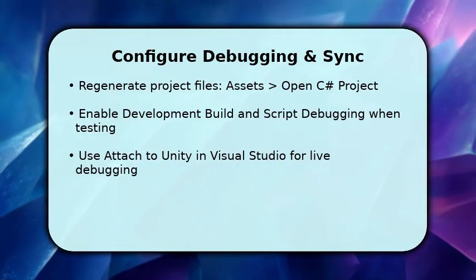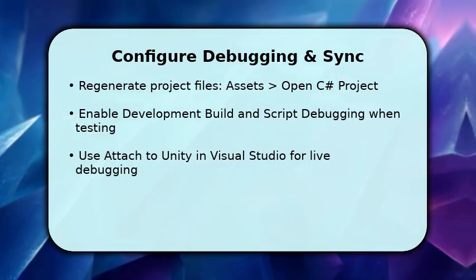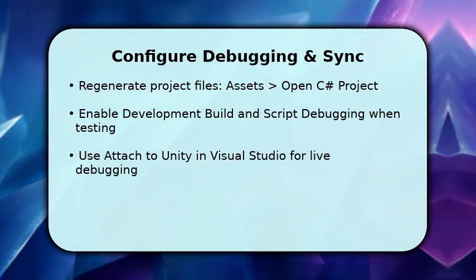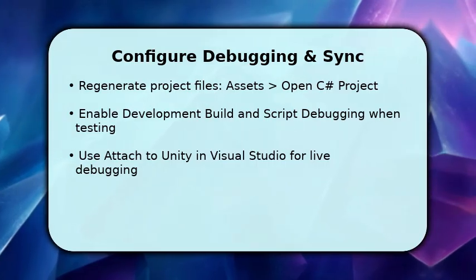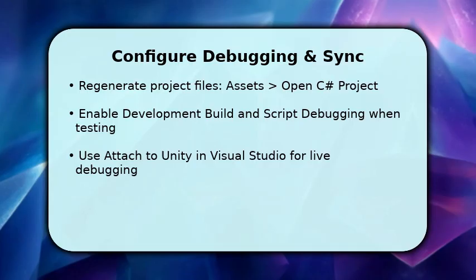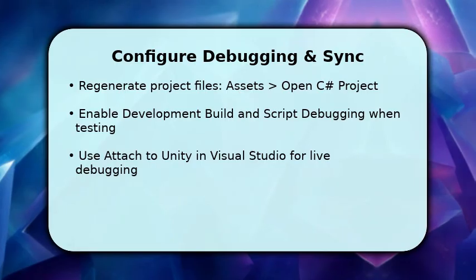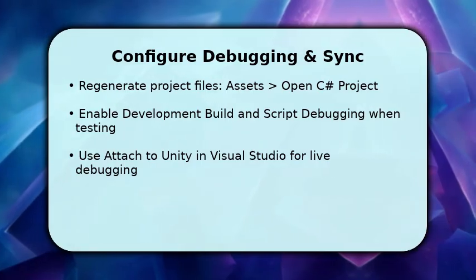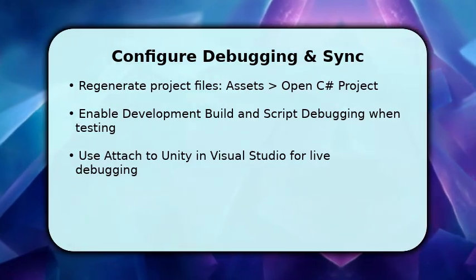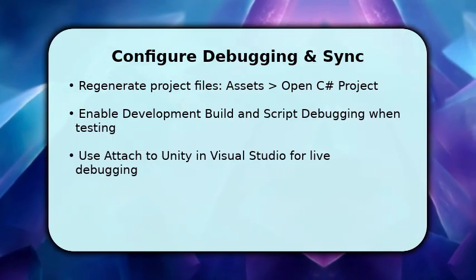Regenerate the SLN and csproj by using Assets, Open C# project so Visual Studio sees all assemblies. In Visual Studio, enable Visual Studio tools for Unity and confirm IntelliSense loads. When you test, enable development build and script debugging in build settings, then use Attach to Unity from the Debug menu.